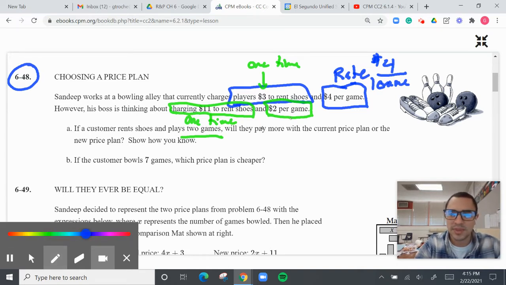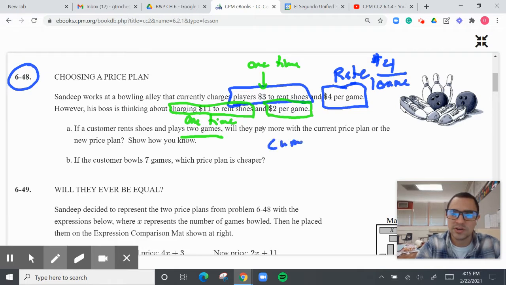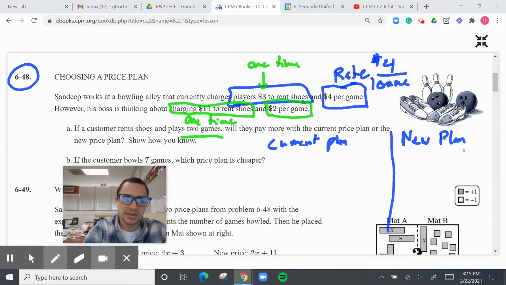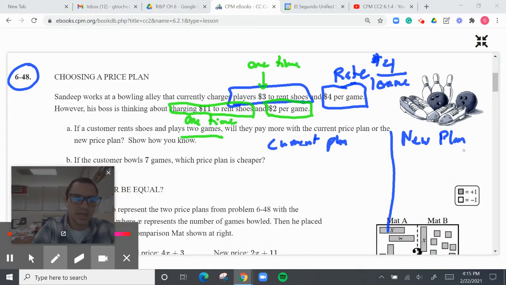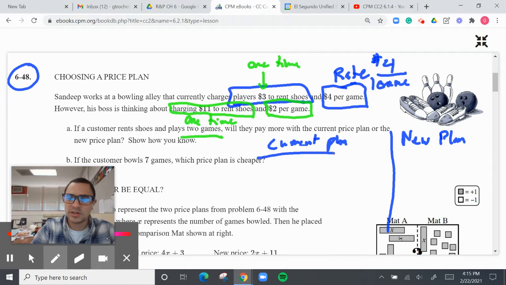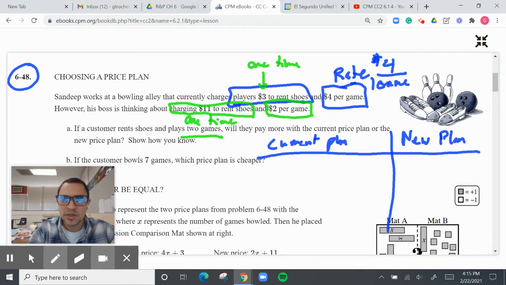I'll say the current plan is on this side, and then we have the new plan on this side. So now what we're going to do is we have $3 to rent shoes plus $4 per game. And that is going to be our variable, because we are going to be playing 2 games.